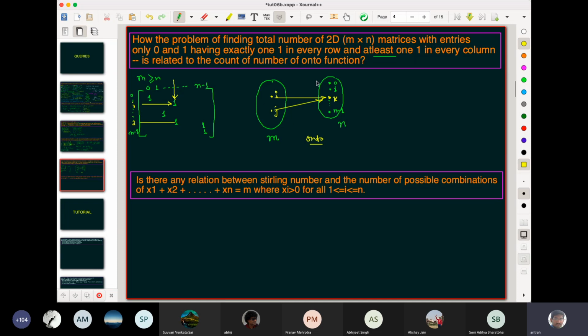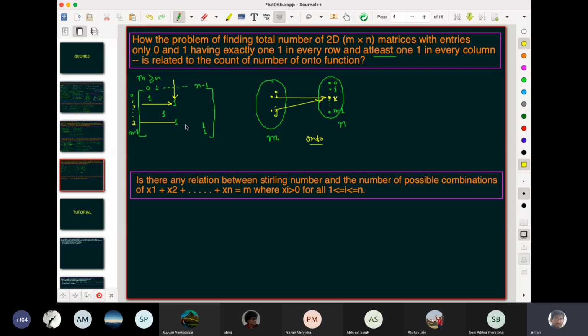And since one column can be connected to multiple rows, there could be multiple edges possible. So the number of onto functions is the number of ways you can do this. Did you get the relation now?